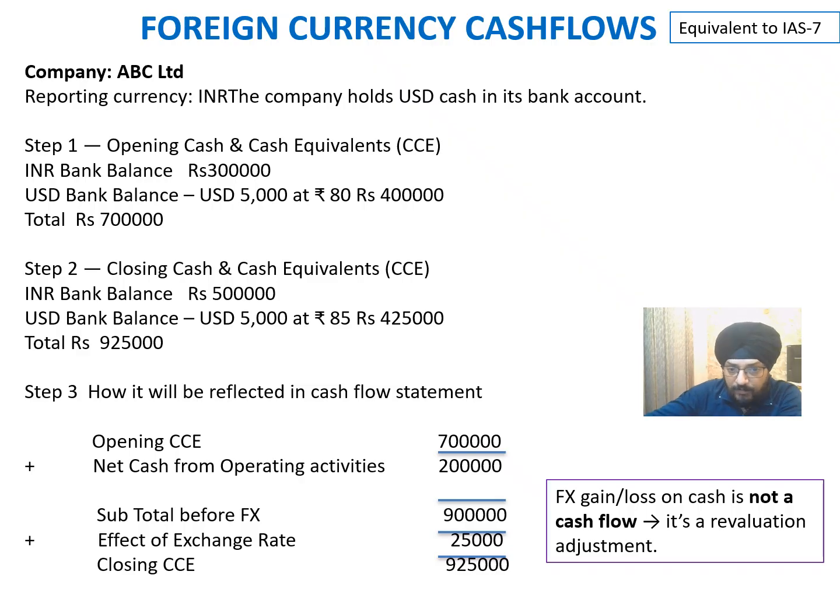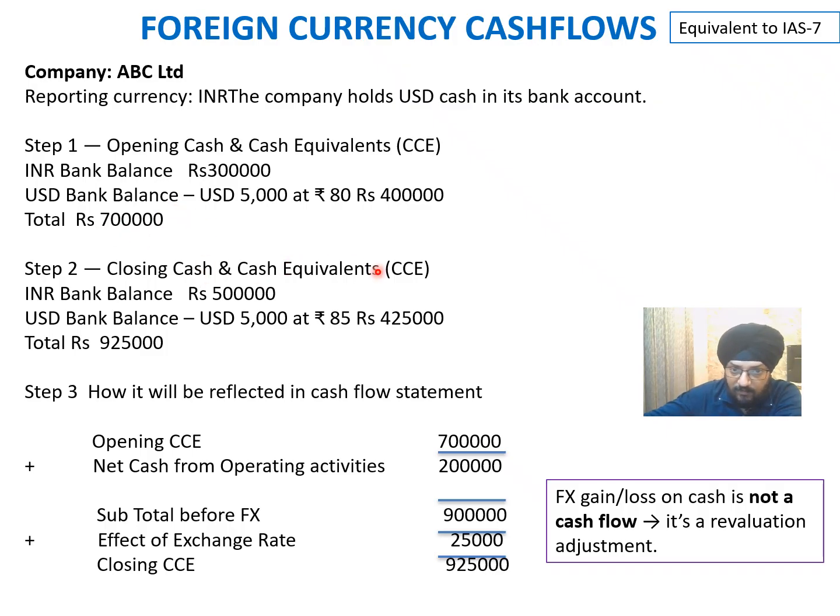Okay, so here's a quick example. Company ABC Limited, reporting currency INR. The company holds USD cash in its bank account. They have some balance in USD in the bank account. Step 1, opening cash and cash equivalent is INR 3 lakh rupees. USD balance is USD 5,000 at the rate of 80, which is 4 lakh rupees. So total cash and cash equivalent is 7 lakh.